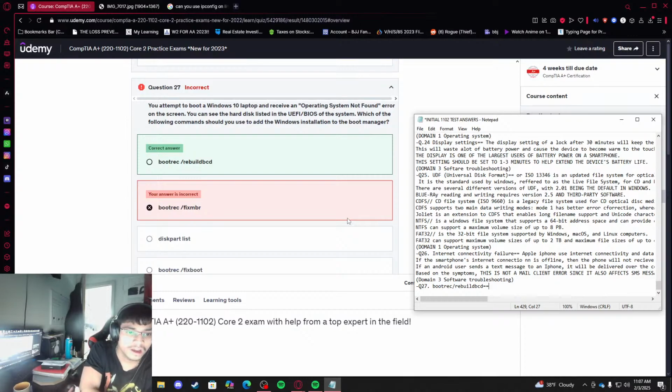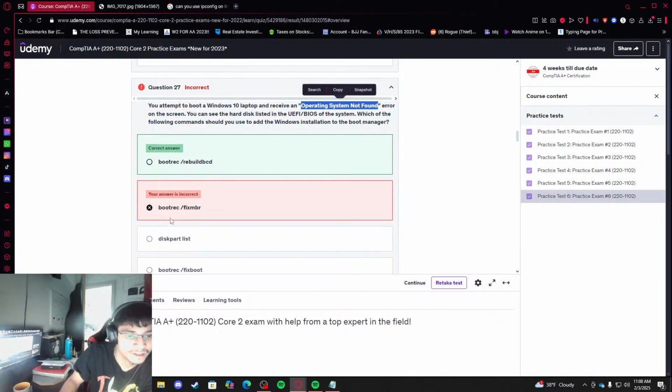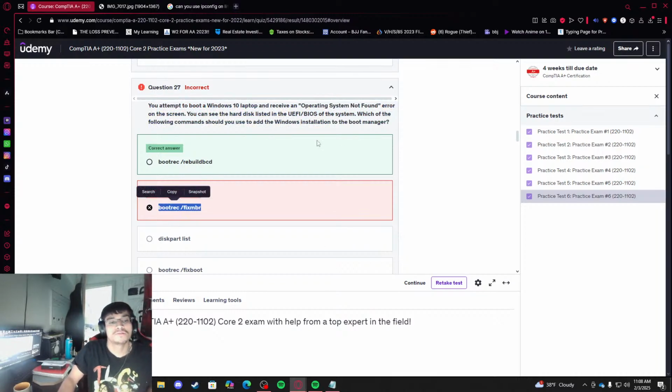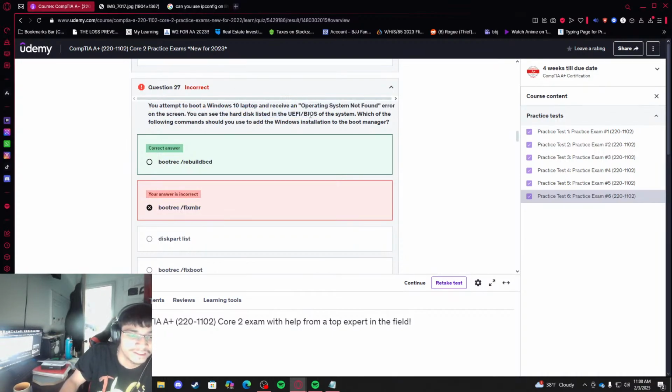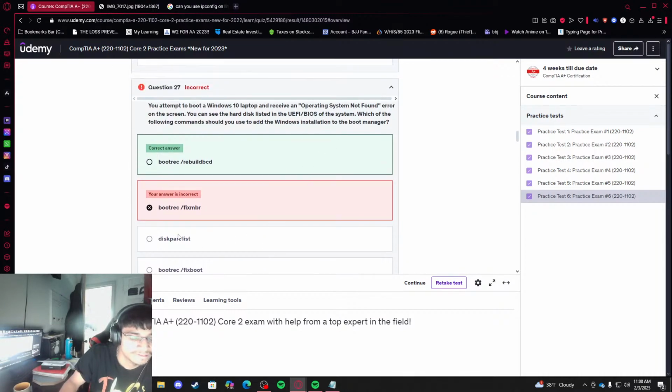Okay, I'm sorry. The answer is bootrec /rebuildbcd. I honestly thought this was the answer just because of the operating system not found error. I thought it was the master boot record having an issue, but I guess it kind of contradicts itself because if this was an issue, it wouldn't be listed. But let's see. I knew it wasn't this one for sure, just because this partition is a whole different thing. Bootrec /rebuildbcd. Why is that?